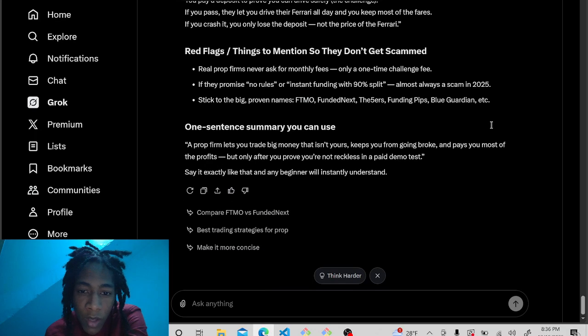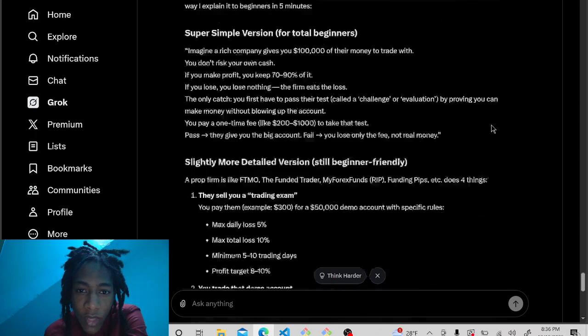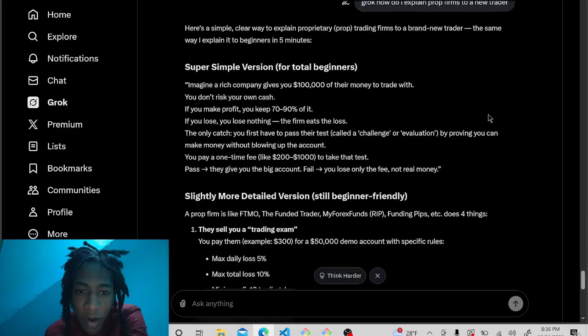That's a lie, whatever. Because the prop firms I use are futures. These prop firms that Grok is talking about, FTMO, The Funded Trader, MyForex, that's Forex stuff. I don't trade Forex. Forex is just bullshit to me. I trade the futures market, okay?